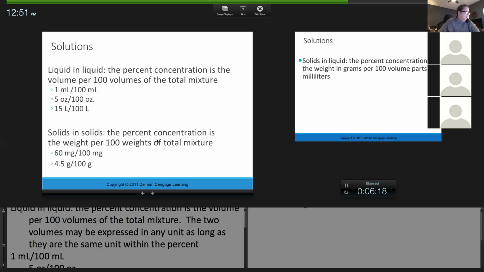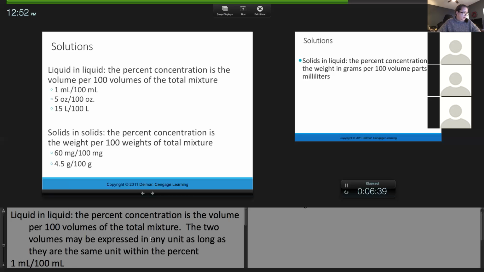So when we're looking at a solution, which typically we're talking about liquid in liquid, we also can do solid in solid. 1 mil per 100 mils, 5 ounces per 100 ounces, 15 liters per 100 liters. We're typically working in hundreds. We're trying to keep everything even. Remember, you always want to be working in the same units when we set up these problems, because if you figured out your percent as grams per 100, but you needed mgs per mil, you have to convert those grams. That's why going back and forth when setting them up is important.